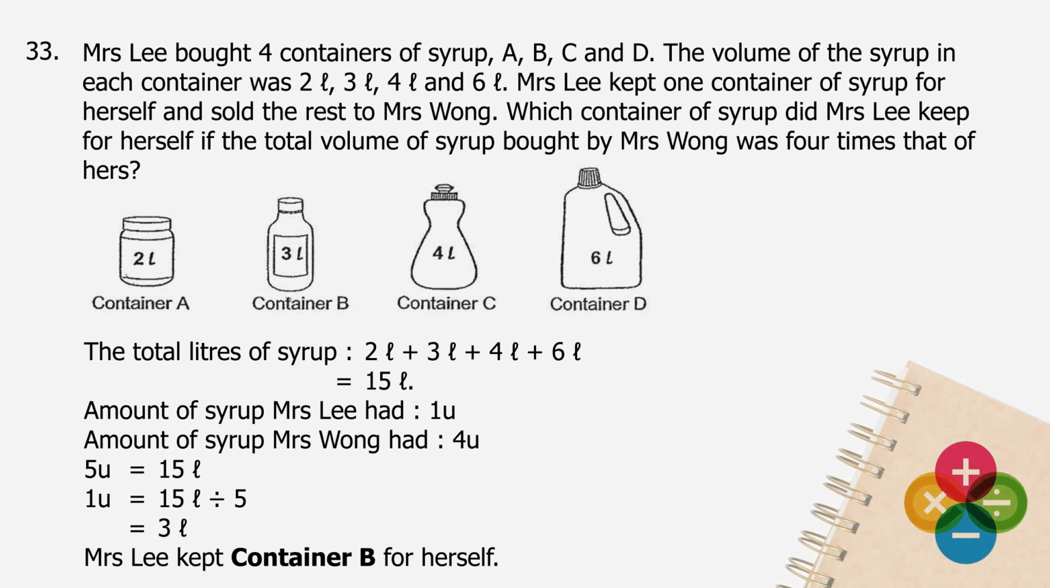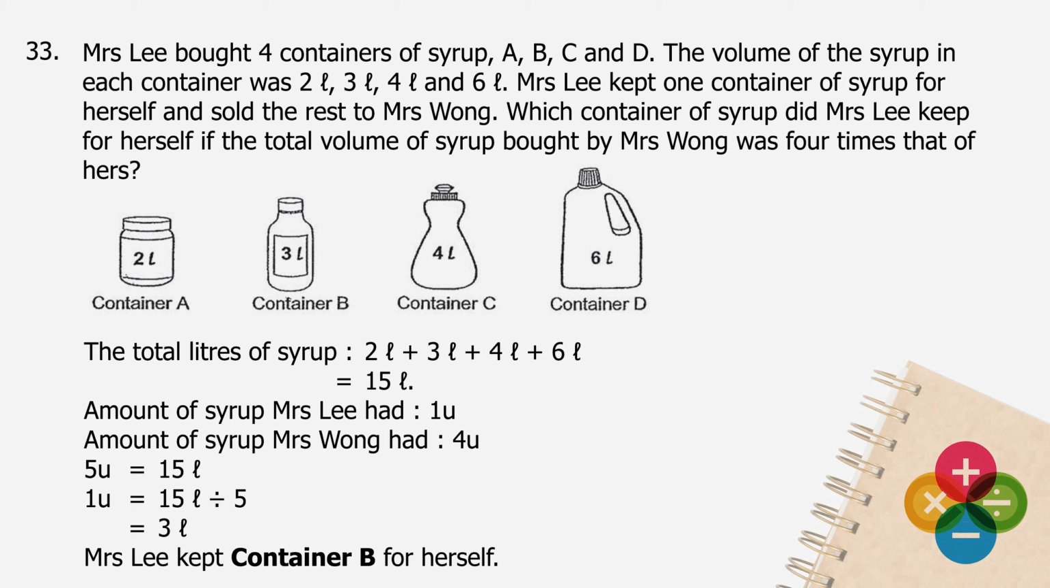The total liters of syrup will be add 2 liters to 3 liters, to 4 liters, to 6 liters, and the sum is 15 liters. The amount of syrup Mrs. Lee had is 1 unit. The amount of syrup Mrs. Wong had is 4 times more than Mrs. Lee, which is 4 units.